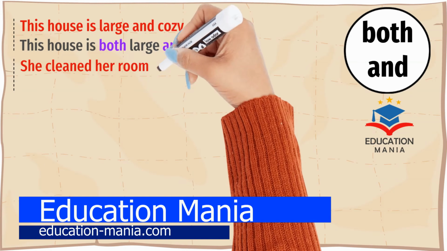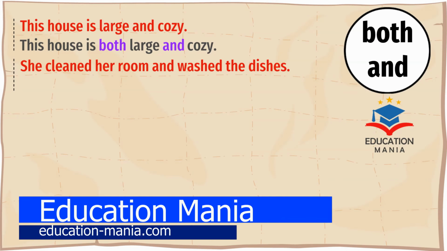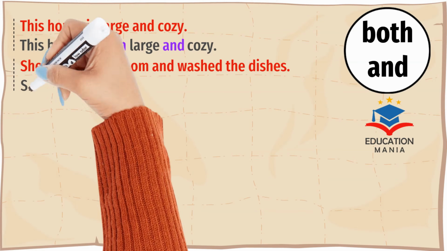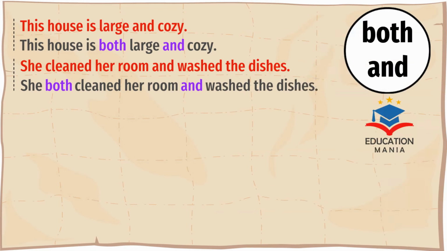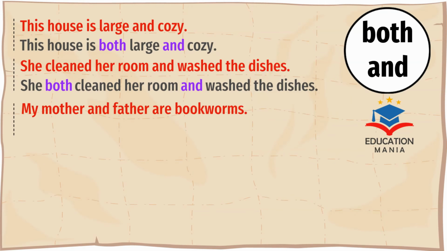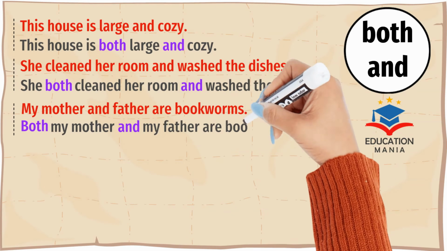She cleaned her room and washed the dishes. She both cleaned her room and washed the dishes. My mother and father are bookworms. Both my mother and my father are bookworms.